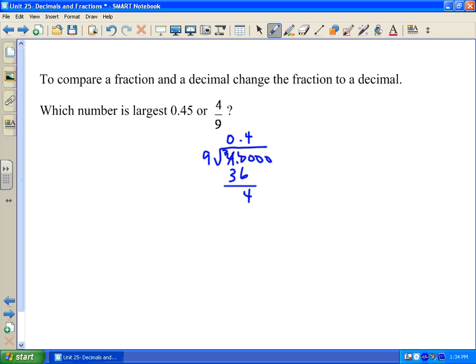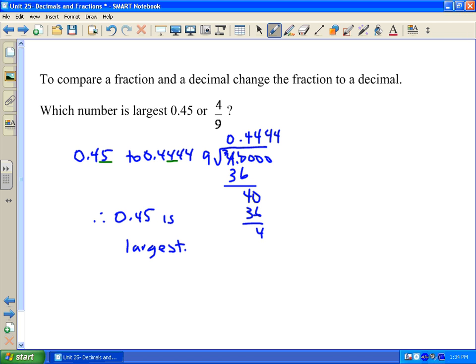Wait a second. I just did this, right? 40. This is going to be 4 again. So it's going to be 0.4 repeating. So it's going to look like this. So when I compare those two, 0.45 to 0.44444 repeating, well, it turns out because this 5 is larger than that 4, the number that's largest would be 0.45 is largest.